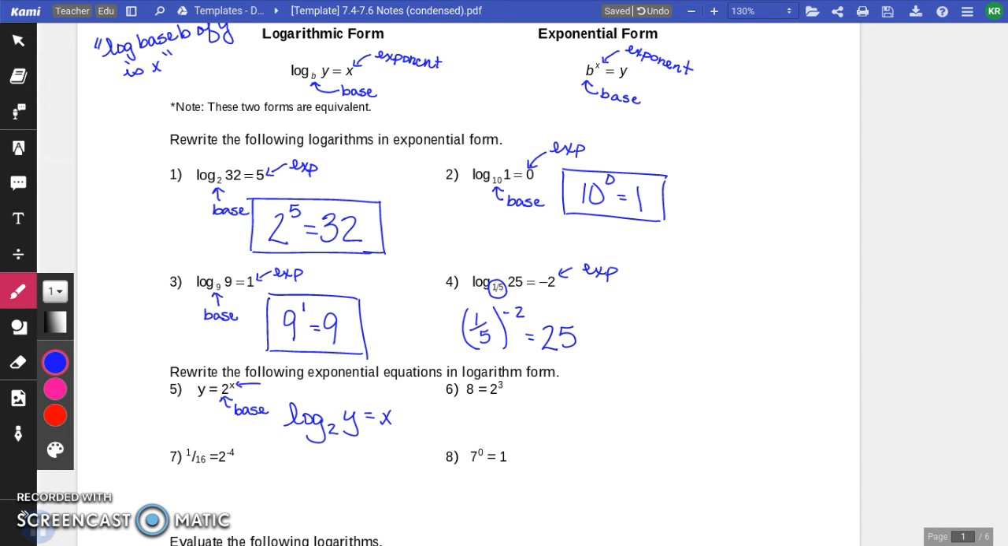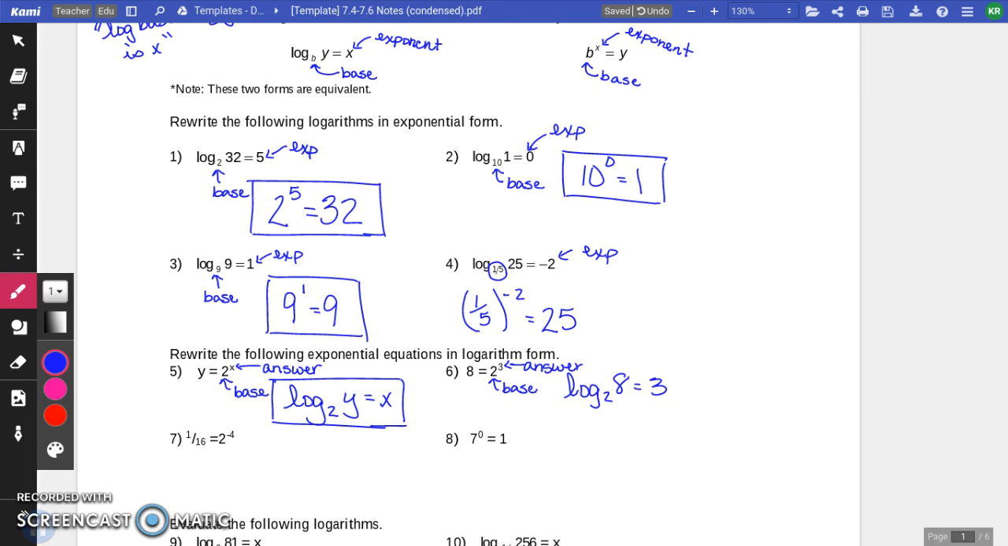Remember that exponent came from the answer, so to say, of your logarithm. So you rewrite that similarly, log base 2 of y equals x, equal to that exponent. Okay, example 6, 8 equals 2 cubed. Same thing, your base from your exponential becomes the base of your logarithm. So log base 2 of 8 equals 3. Again, that exponent turns into the solution of that logarithm statement.